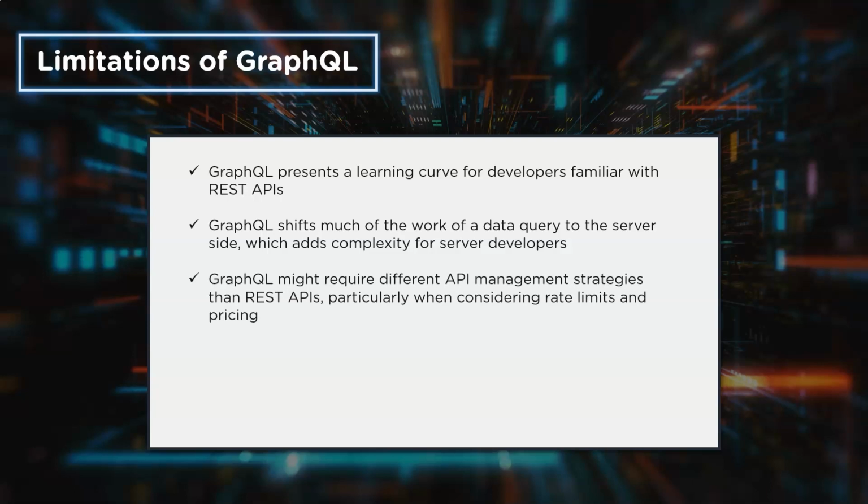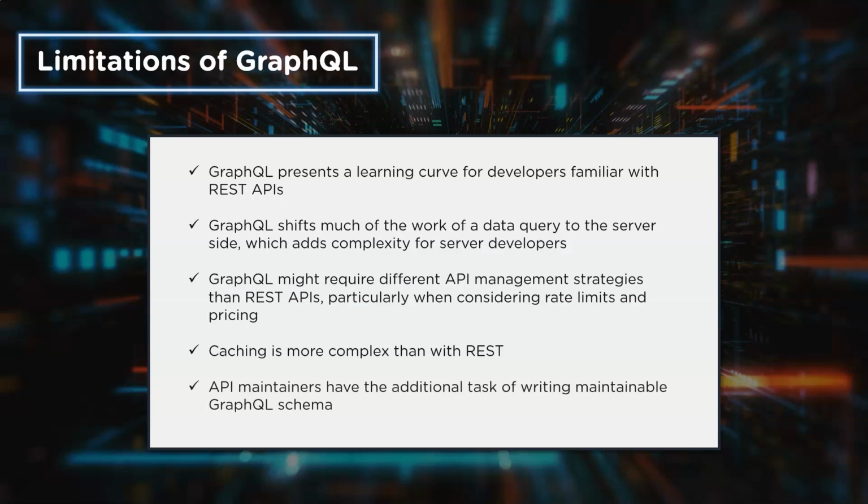Again, GraphQL might require different API management strategies than REST APIs, especially when you're considering rate limits and pricing. Caching in GraphQL is more complex than in REST. And API maintainers have the additional task of writing maintainable GraphQL schema. So these are some of the limitations of GraphQL.